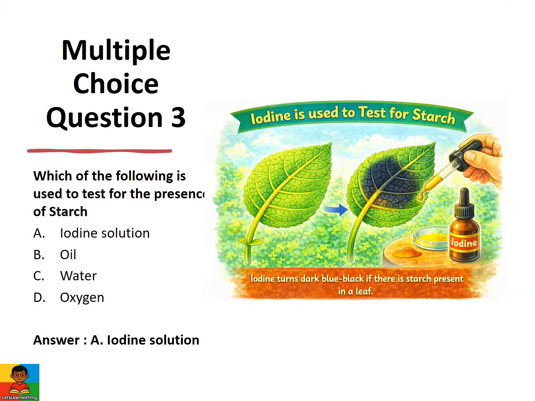Multiple choice question 3. Which of the following is used to test for the presence of starch? A. Iodine solution, B. Oil, C. Water, or D. Oxygen. The correct answer is A. Iodine solution.